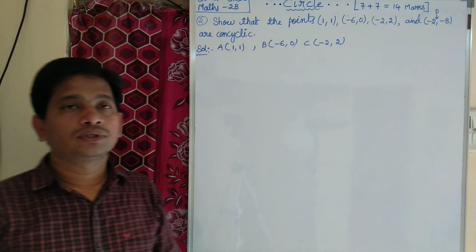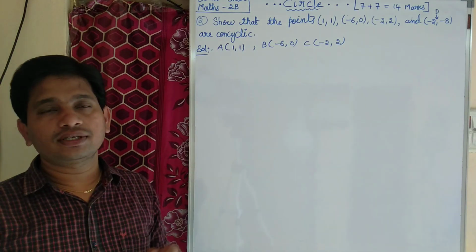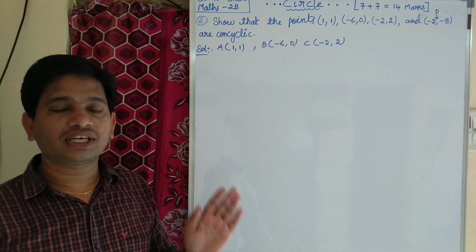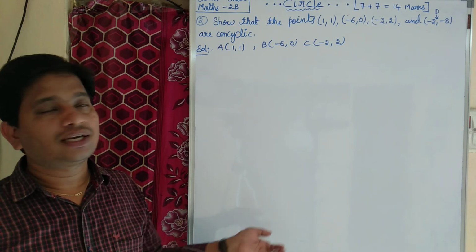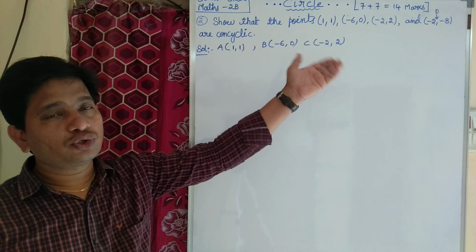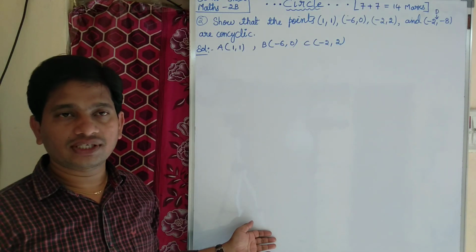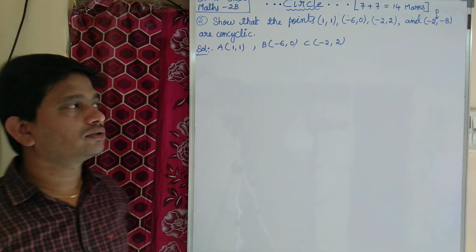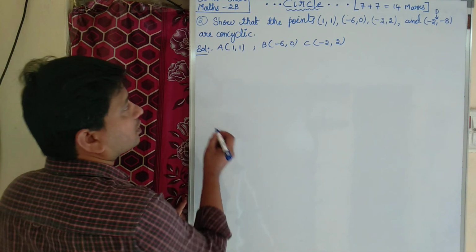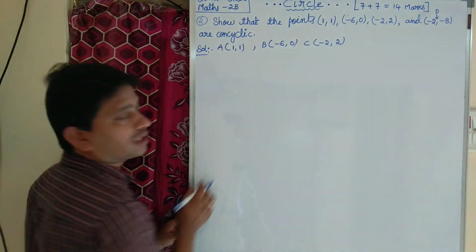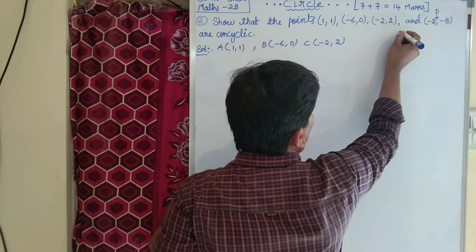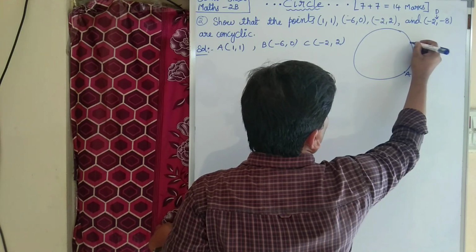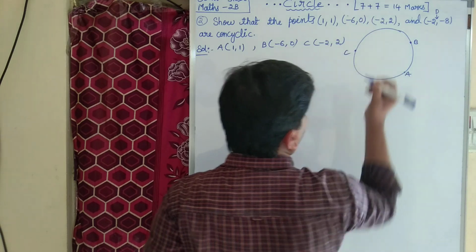Let us see what we have to do finally. By using the first 3 given points, let us find the equation of circle. At last, we substitute the given fourth point, minus 2, minus 8, in the equation of circle, and the answer should be 0. Then we say that the given points are concyclic. In a similar manner, this is our circle which is passing through the 3 given points A, B and C.